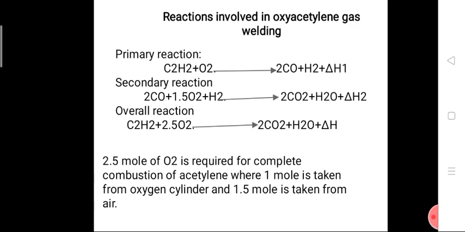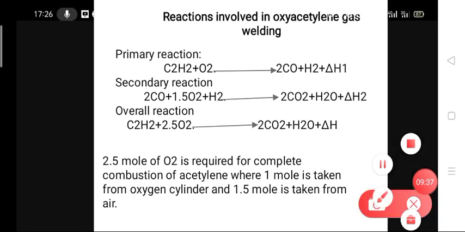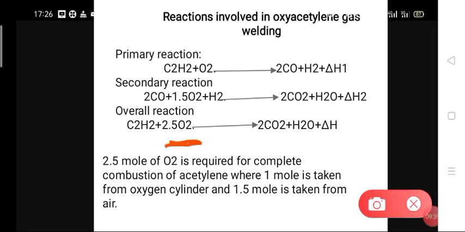From the last reaction, we can see that 2.5 moles of oxygen are required for the combustion of 1 mole of acetylene, and then perfect combustion takes place. Here the 2.5 moles of oxygen are not all provided by the oxygen tank, but 1 mole of oxygen is provided by the oxygen tank and the remaining 1.5 moles are taken from the atmospheric air.